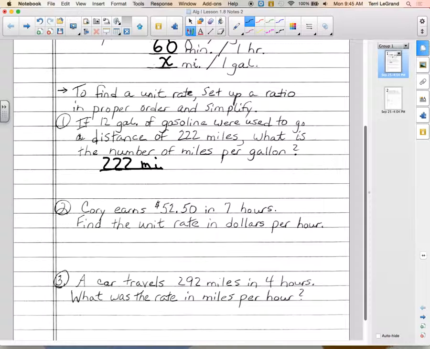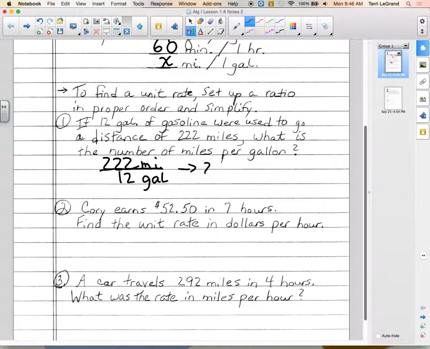12 gallons. In this case, they went 222 miles on 12 gallons of gasoline, but we're supposed to give it per 1 gallon. In other words, we're supposed to change it to a unit rate. So you might want to get your calculators out. This is one of those assignments you're going to probably want your calculator for. And of course, you're supposed to bring your calculator every day.